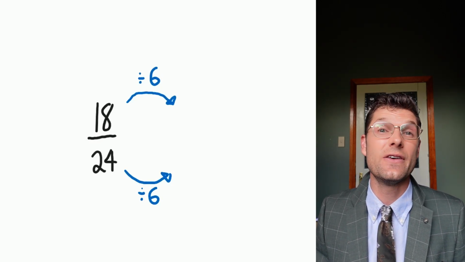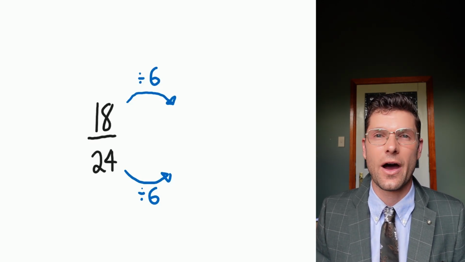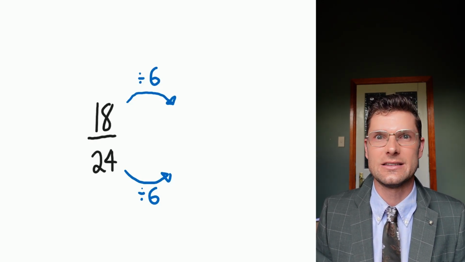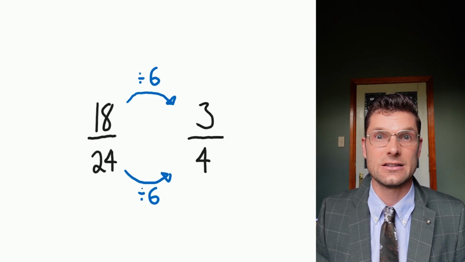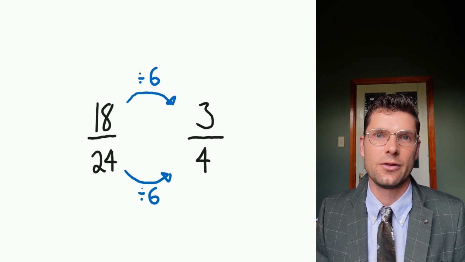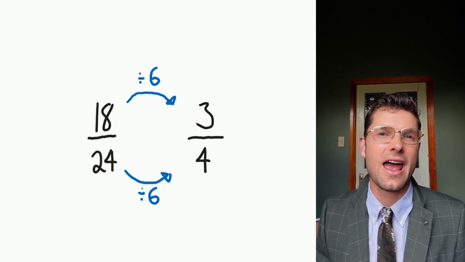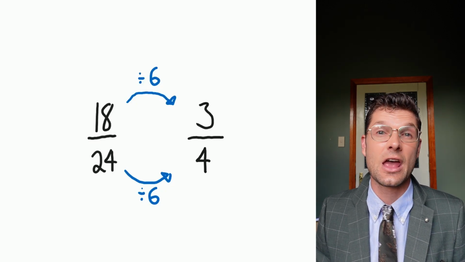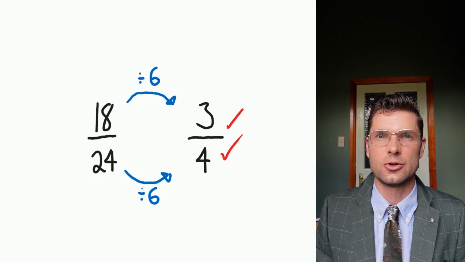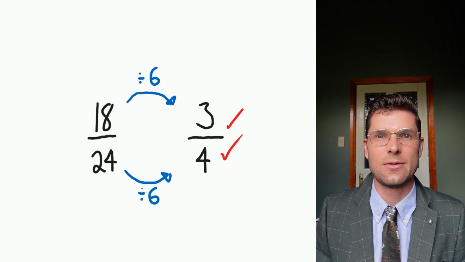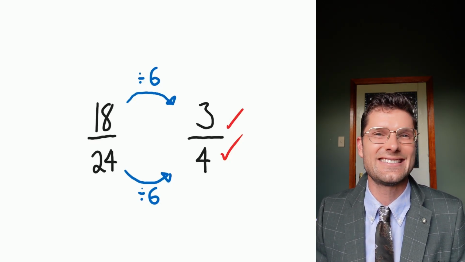18 and 24 are both in the 6 times table. So instead of dividing both by 3, I'm going to divide both by 6. If I divide both of these by 6, I'm left with 3 over 4. 3 and 4 don't have any common factors between them. So this is the fully simplified fraction. I can't go any smaller unless I start throwing some decimals in. So 3 over 4 is the fully simplified fraction of 18 over 24. Again, they're saying the same information. 3 over 4 is just easier to read.